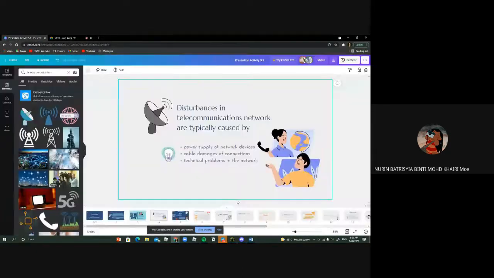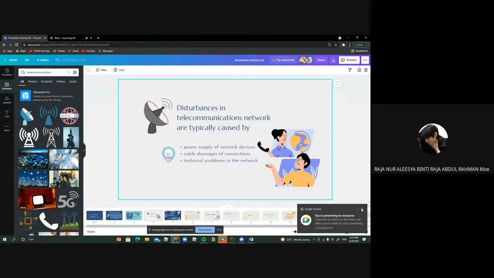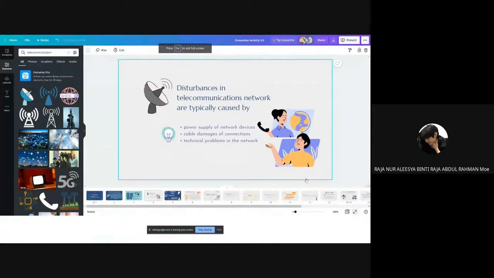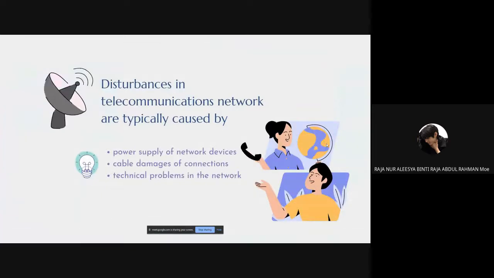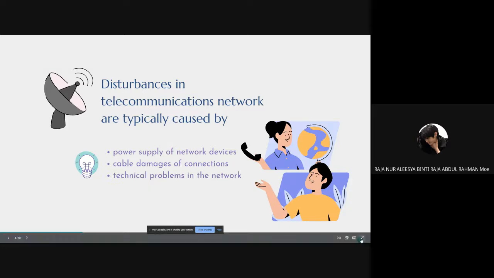Okay, so the disturbance in telecommunications networks is typically caused by power supply of network devices, cable damage of connections, and technical problems in the network. Now I'll be passing to Marina to discuss the navigation system.